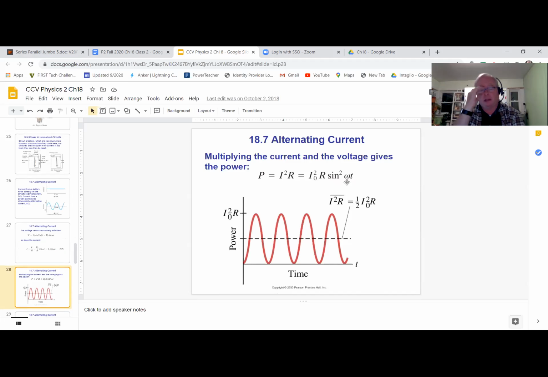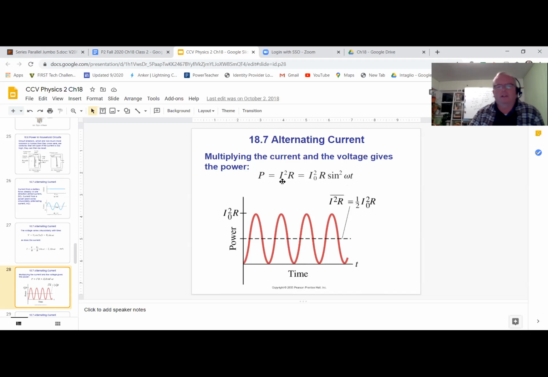So in order to calculate power with something that's alternating, we can't just multiply voltage times current because they're going to have a tendency to cancel each other out. So instead, we can do something called the RMS value. If we just plotted current, current would spend half the time positive and half the time negative, and if you average that, you just get 0.